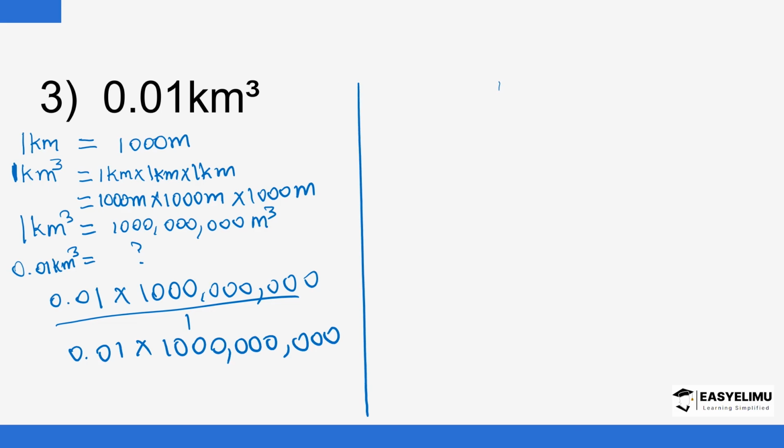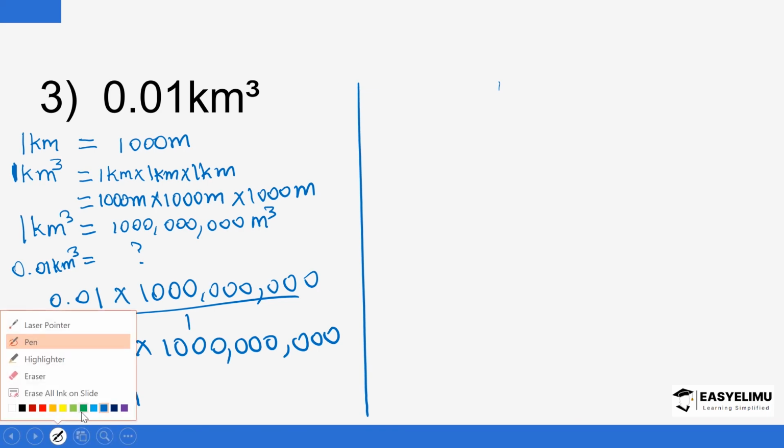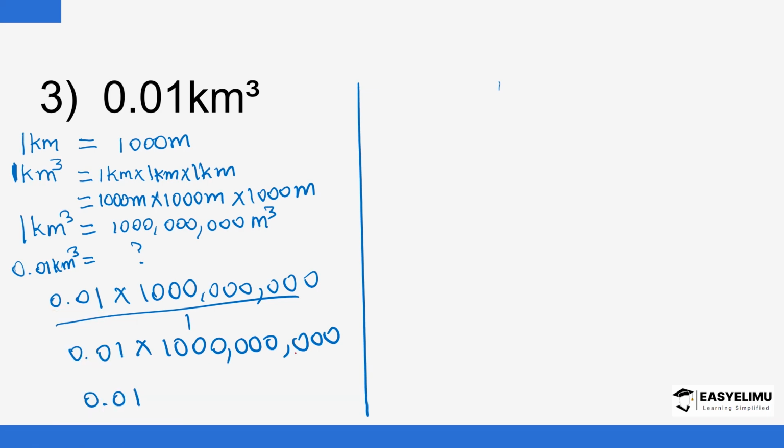So now, when it comes to multiplication by these powers of 10, you are supposed to move the decimal point to the right. To the right. The number of places is again equivalent to the number of zeros. So we have 0.01. The decimal point will move to the right. How many steps? 9 steps because we have 9 zeros. 1, 2, 3, 4, 5, 6, 7, 8, 9. That's where the decimal point will be.